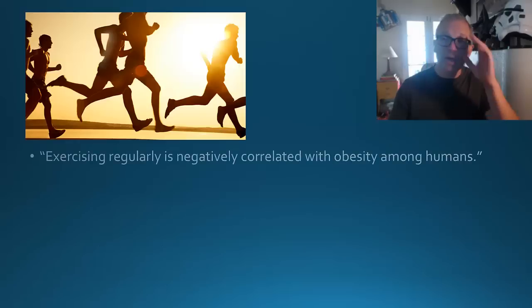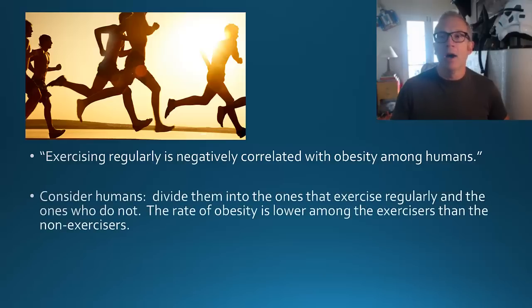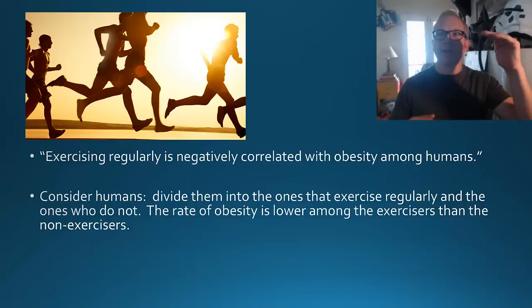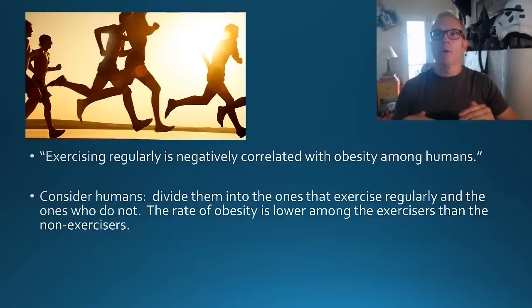Another familiar one: exercising regularly is negatively correlated with obesity among humans. That's just to say, consider humans and divide them into the ones that exercise regularly and the ones who don't. The rate of obesity is lower among the exercisers than the non-exercisers. This is sort of an obvious point, you know this. But it's just to say that as exercise rates go up, obesity rates go down for a negative correlation, whereas for positive correlations, they both go up at the same time.